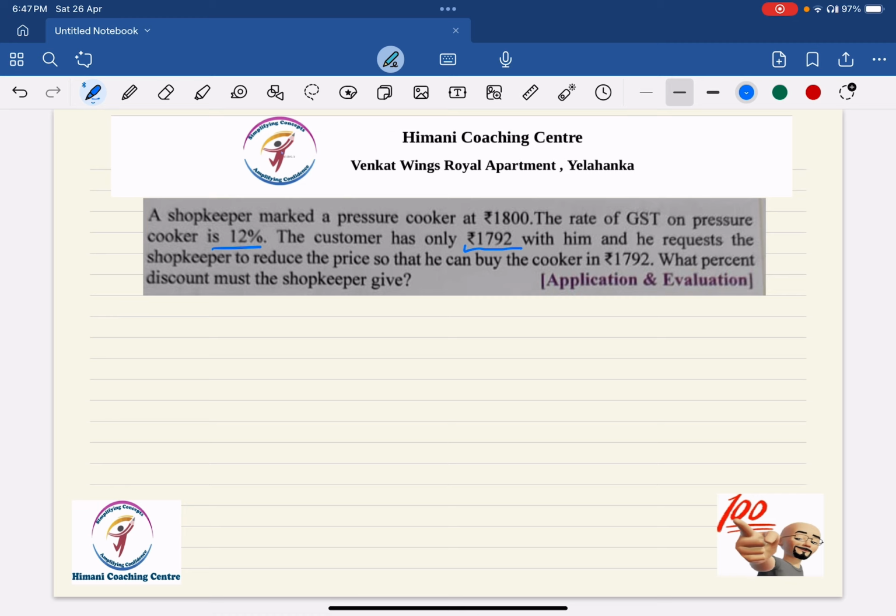Now let us assume that the customer pays X rupees. Okay. Now, if he is paying X rupees, he will pay 12% GST also on that. So the bill amount would be what? X plus 12% of X. And that is the bill amount, which in this case is 1792.